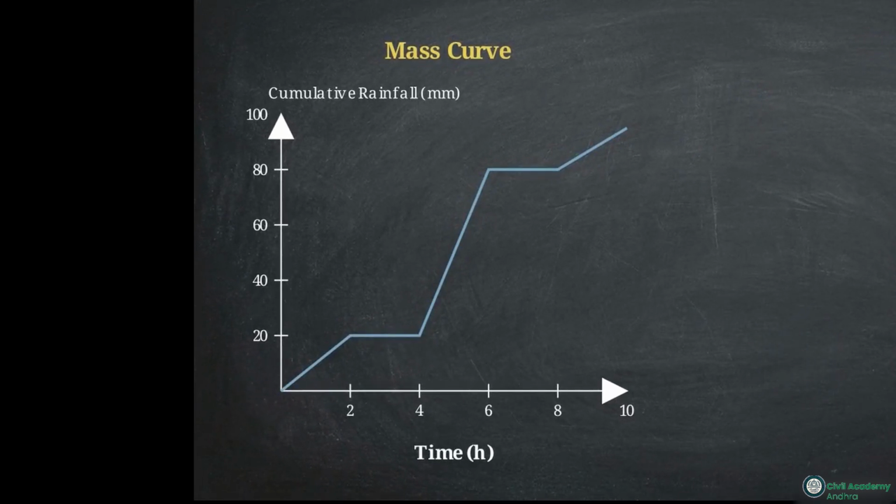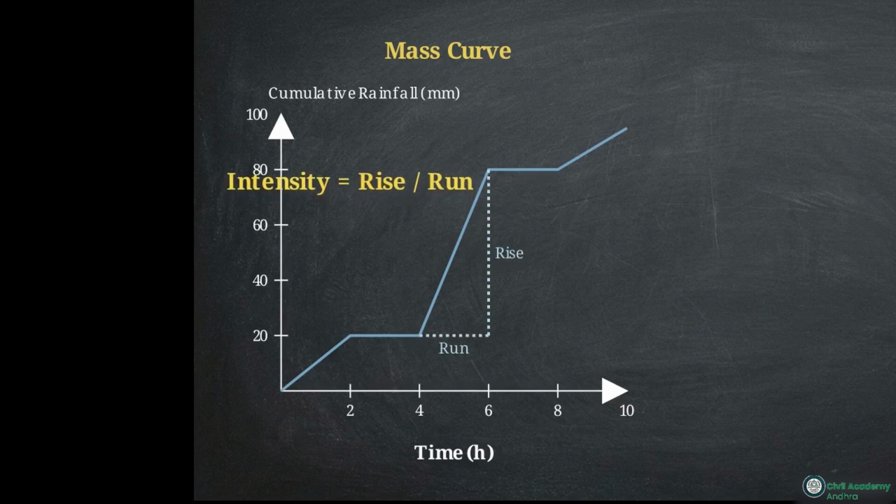Because the mass curve plots the cumulative rainfall over time, the math here is highly practical. By calculating the slope of this line, the rise over run, you determine the precise rate of rainfall, which we call the storm's intensity. A positive, steep slope means active rain is falling. A flat horizontal line indicates a dry period where the cumulative total holds steady. And since rainfall cannot run backward into the clouds, this curve will never slope downward. A negative slope is physically impossible.